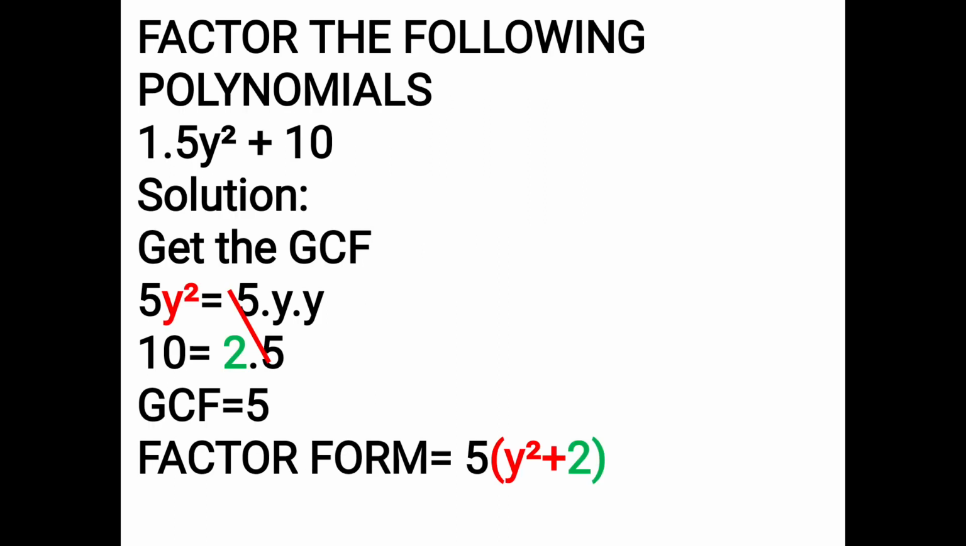Let us factor. After getting the greatest common factor, you can get the factor of the polynomials. Now, let's factor the following polynomials. 5y squared plus 10. For the solution, first, get the greatest common factor. 5y squared is equal to 5 times y times y. 10 is 2 times 5. Get the common term or the greatest common factor, which is 5.